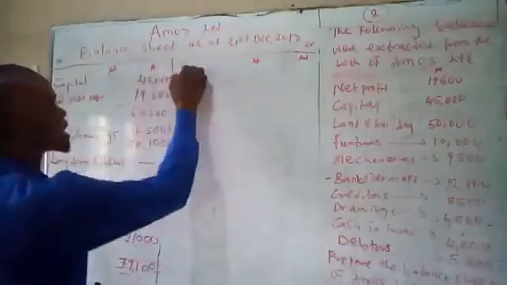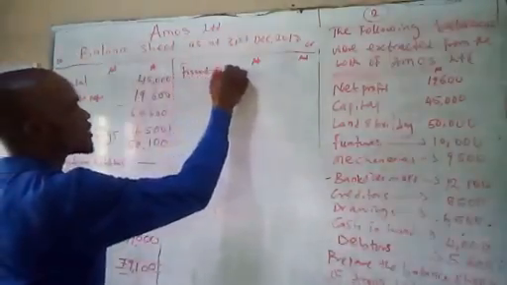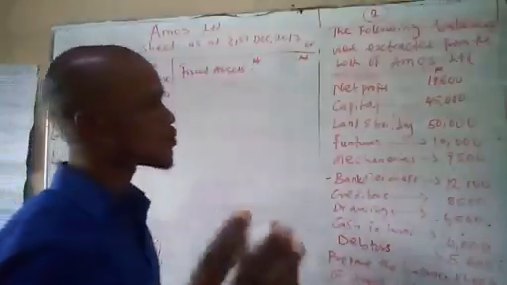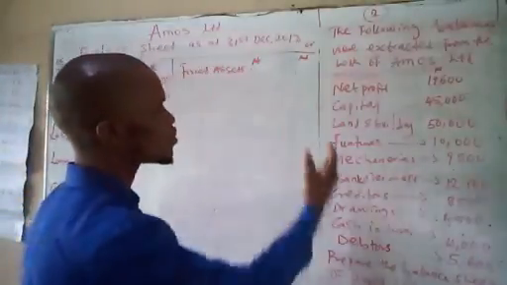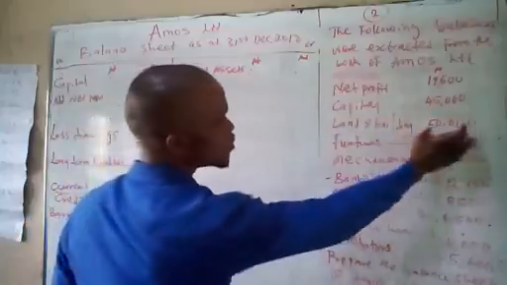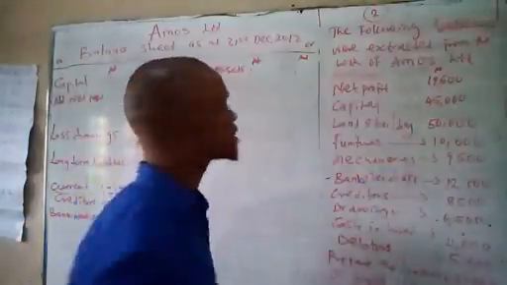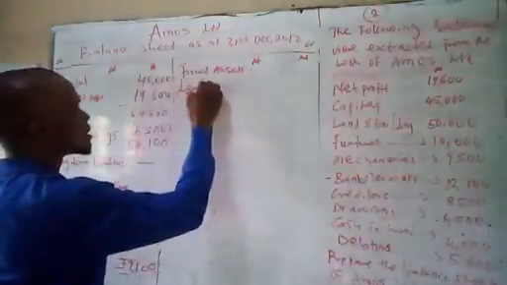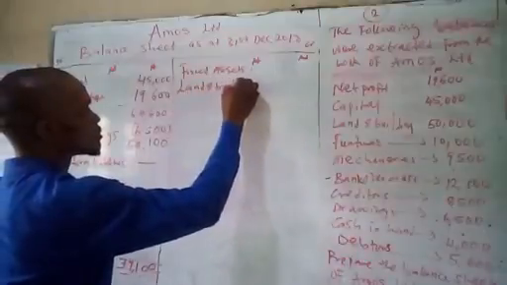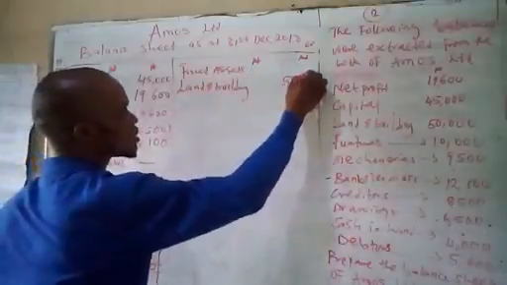You start with your fixed assets. What are the fixed assets? We have land and building. Check through the question. Do we have land and building? Yes, we do. We have land and building, which is 50,000 naira.